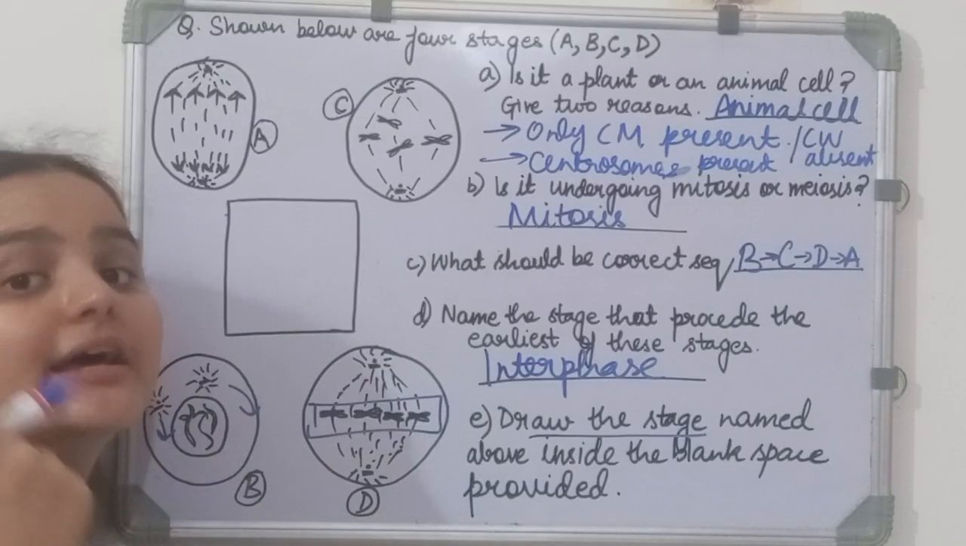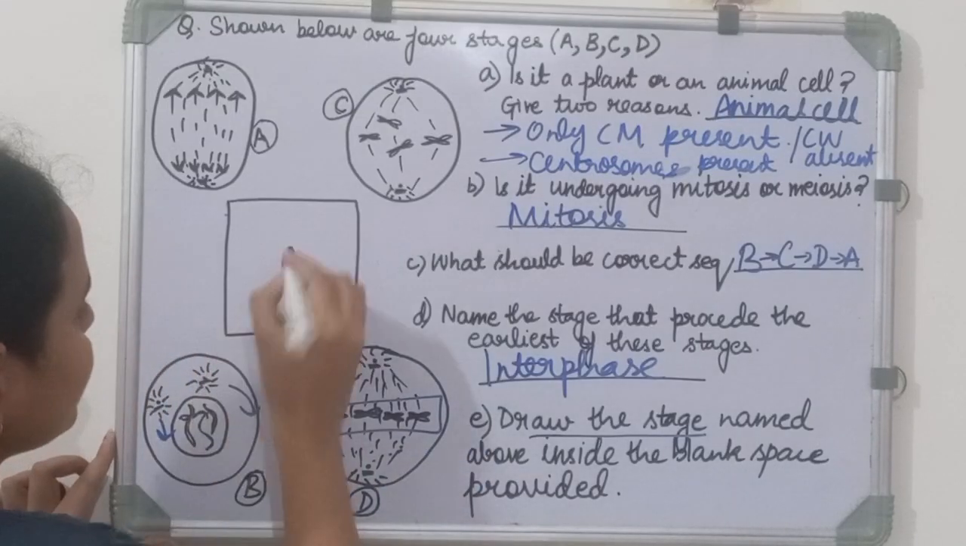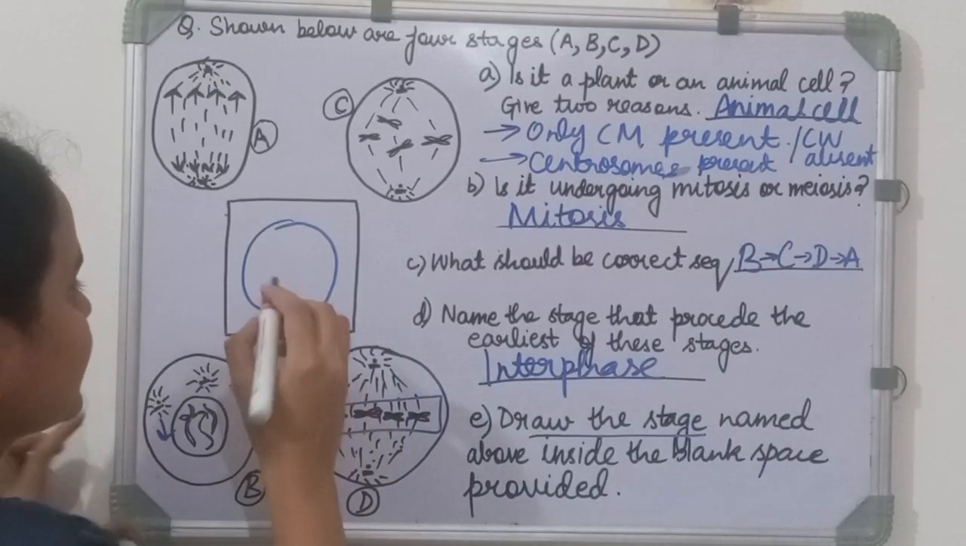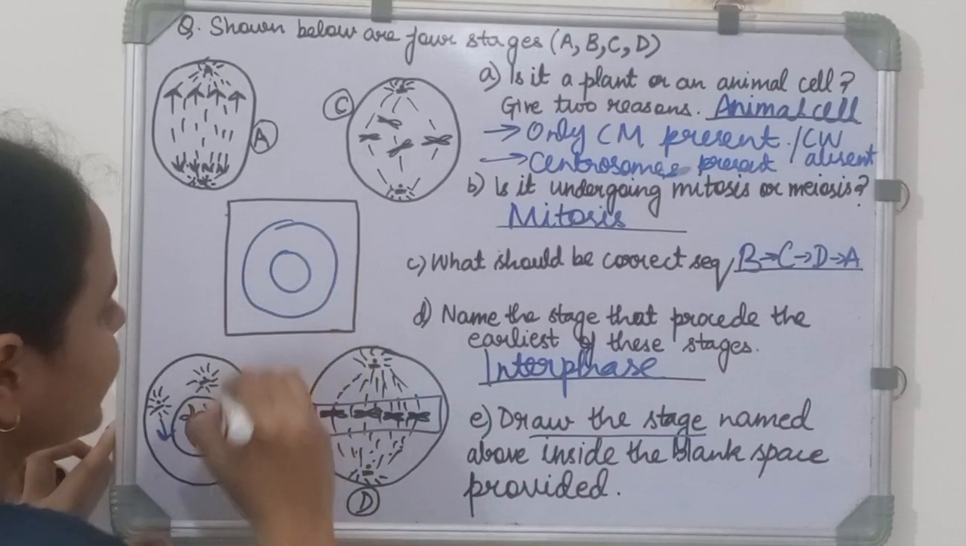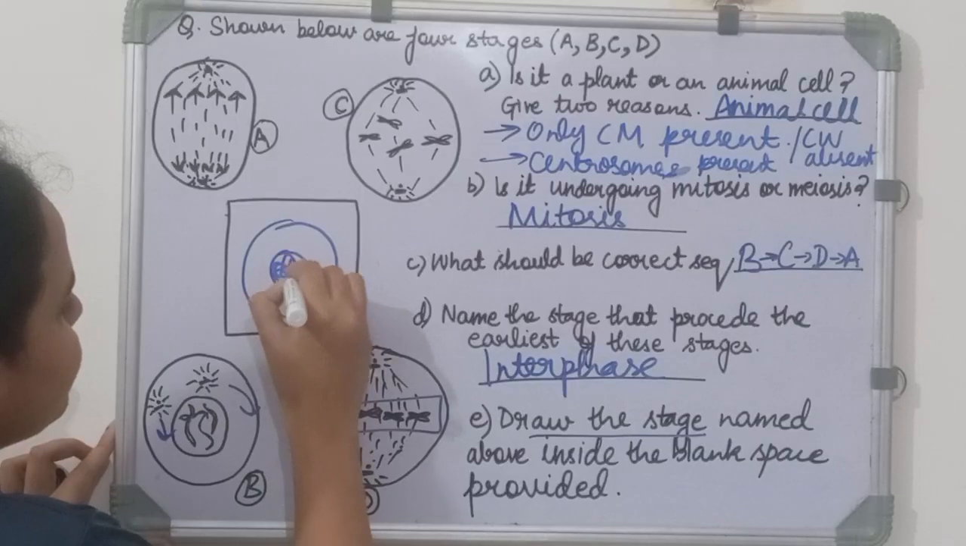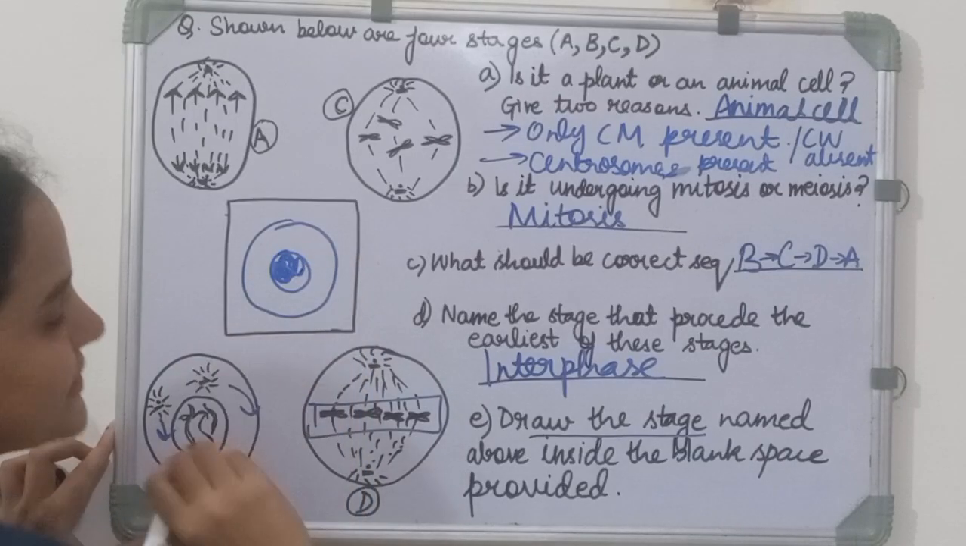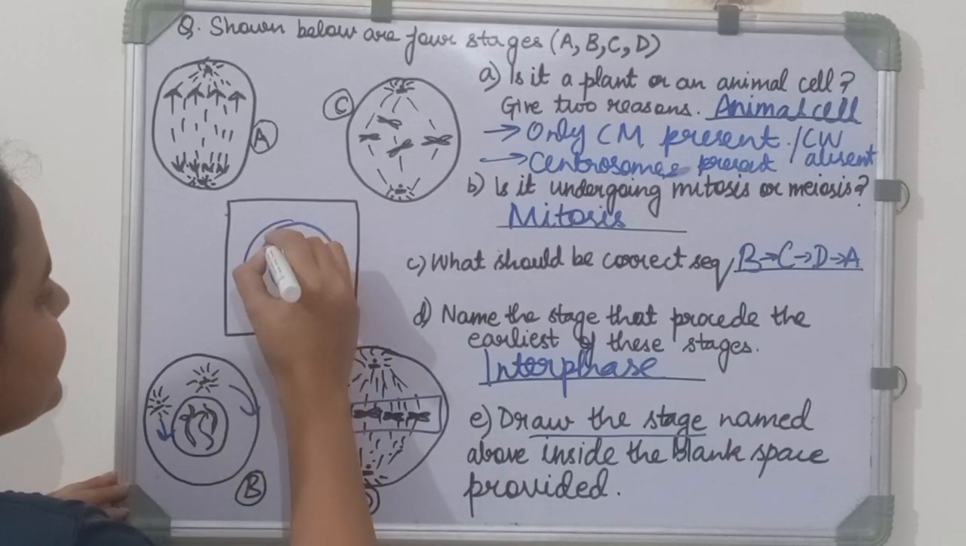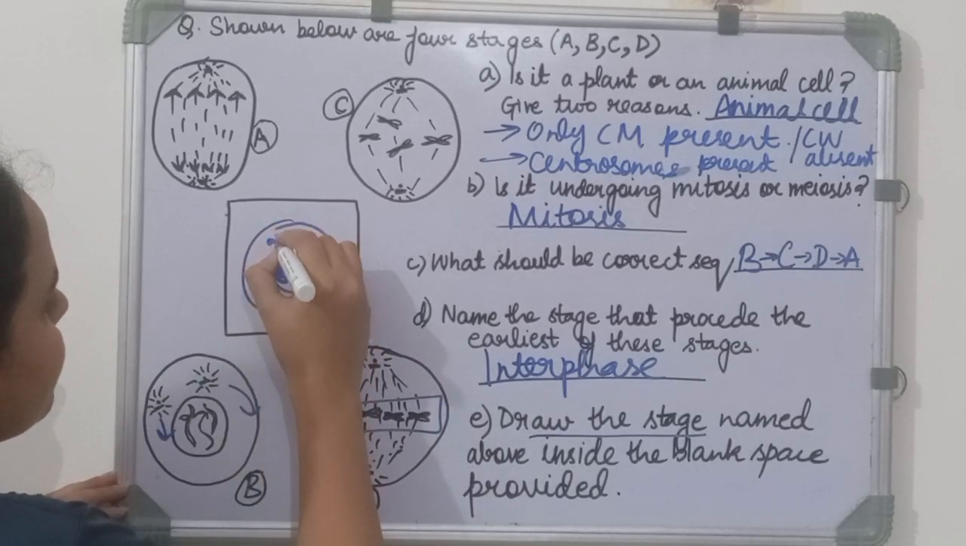So let's draw the interphase stage. So this is the cell, okay? In interphase stage, this is the nucleus, okay? We see chromatin fibers, and we see nucleolus, and here we see the centrosome.